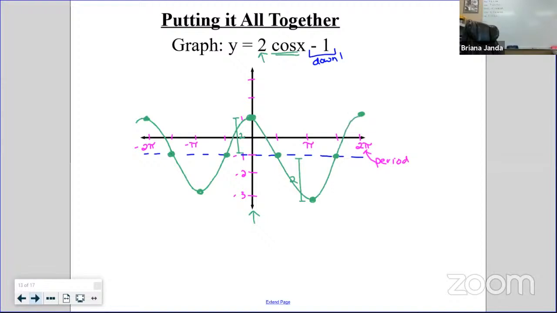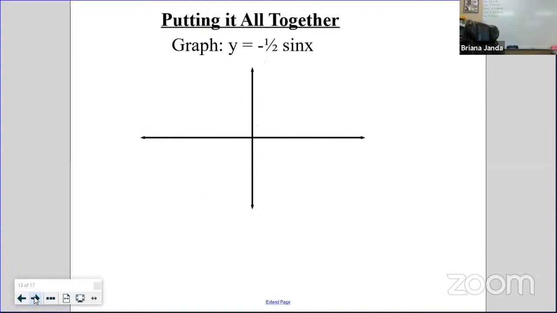Sometimes when our amplitude stretches our graph, it gets kind of hard to keep a smooth curve, like it gets cornery, like pointy. It is supposed to be a nice smooth curve, so try your best. Questions? All right, we're just going to practice a couple here.